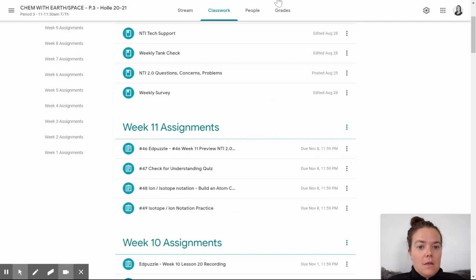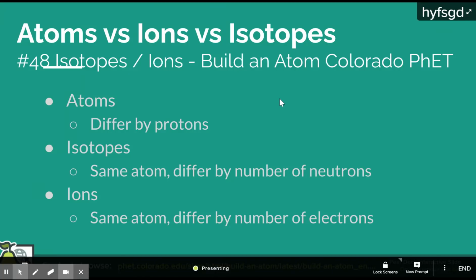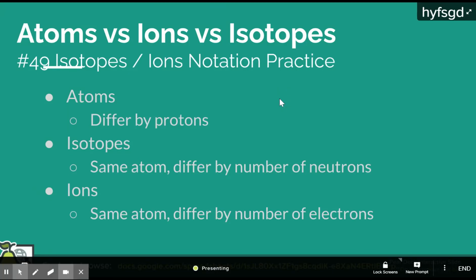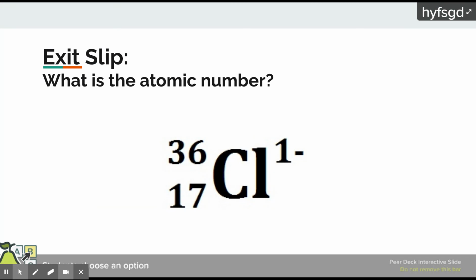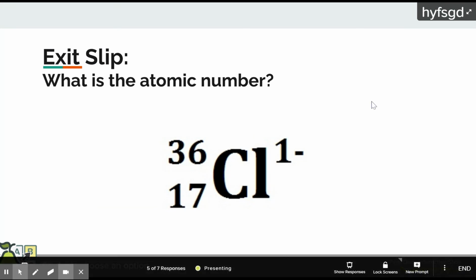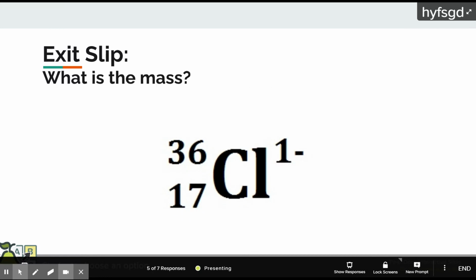Okay, so to finish this class out, let's do a couple of really quick checks for understanding. What is the atomic number of this? Yep, so that bottom 17 is what you're looking for. What is the mass? It is 36. What is the charge?